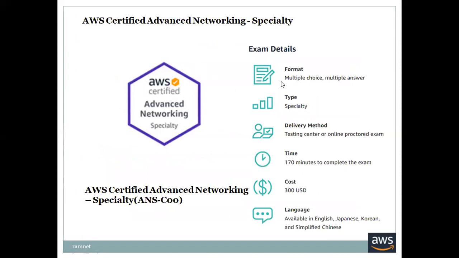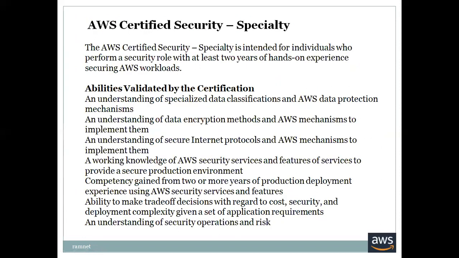And the examination format is multiple choice, specialty, delivery method, 170 minutes. That's 10 minutes less than the professional level. Cost is $300, the same. Language is English, Japanese, and other things. So ANS-C00, that is a specialty level. Next, Certified Security. This is another specialty certification. Understanding of specialized data classifications and data protection mechanisms.